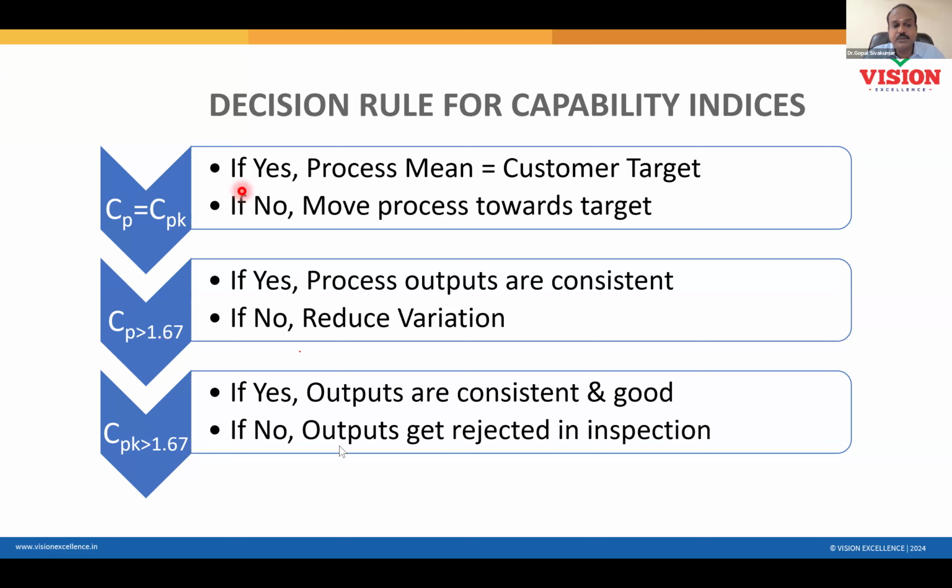If Cp is equal to Cpk, your car is on the target, your process is on the target. If Cp is not equal to Cpk, you can understand the driver is experiencing a problem. He is shifting either to the right side or shifting either to the left side. That should not happen. So these are the requirement. So what are the favorable conditions for a process? Cpk must be more than 1.67 and Cpk must be equal to Cp.